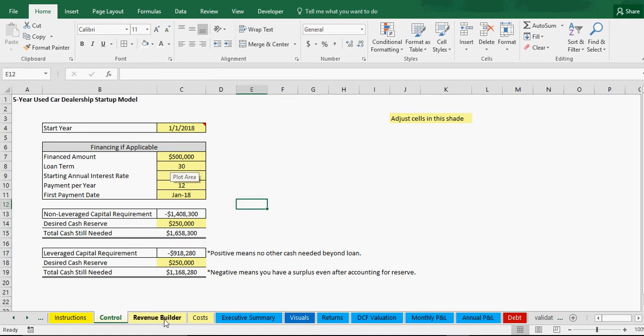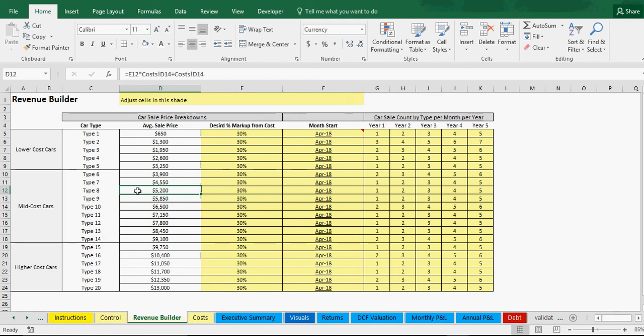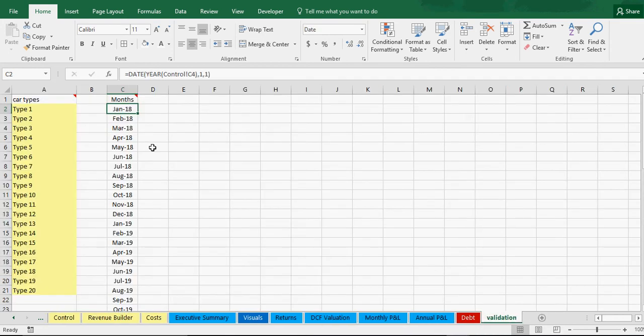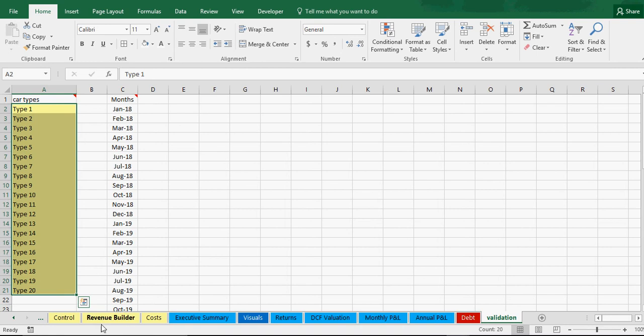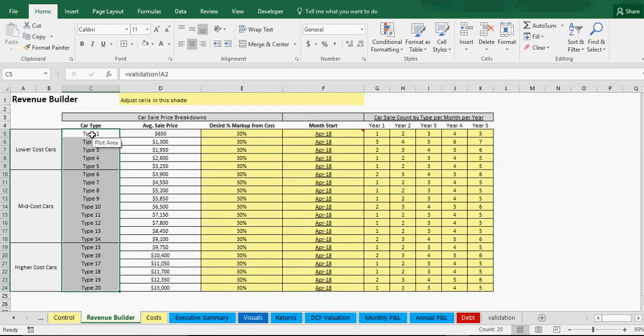So that's that functionality. Then we go to the revenue builder. And so what I've done is you can do 20 different types of cars, and obviously there's way more than that, but the idea is to make this simple but granular enough to deal with various types of cars being sold. So these types, car type 1 through 20, is going to be defined on the validation here. This is where you write in whatever you want to label these types of cars, and then that's going to propagate through the model.